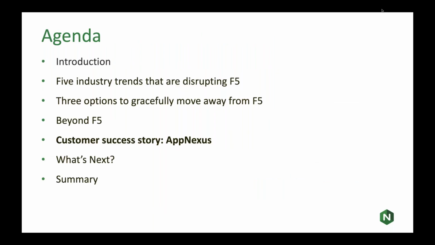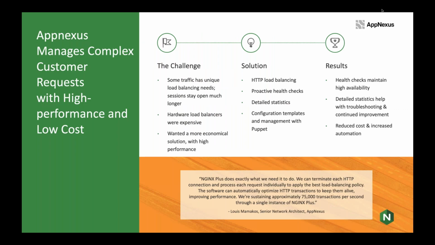I'm just going to take you through one of our customers' success stories. And this is really more specifically around the load balancing function that NGINX can provide. AppNexus basically offer an internet platform to its customers to buy and sell ads. A portion of this application traffic is unique, so connections stay open longer because a series of requests are processed over these connections. Hardware load balancers were expensive, so AppNexus looked into software load balancers.